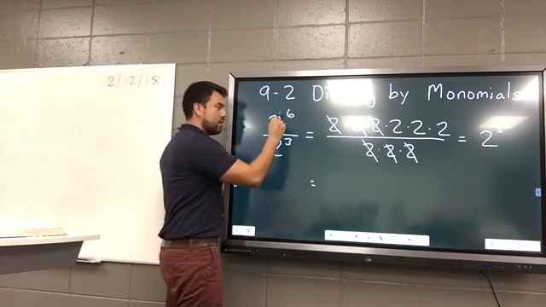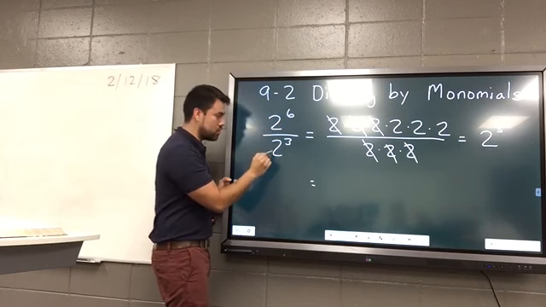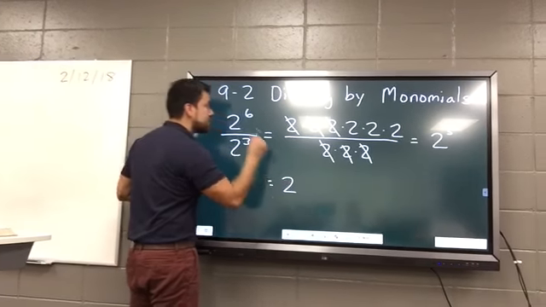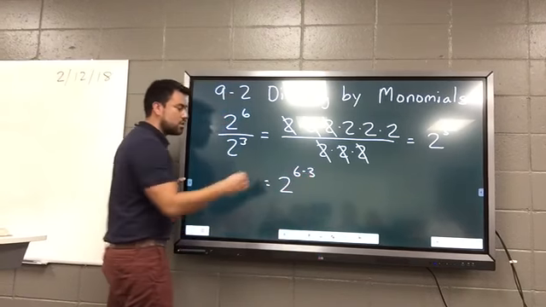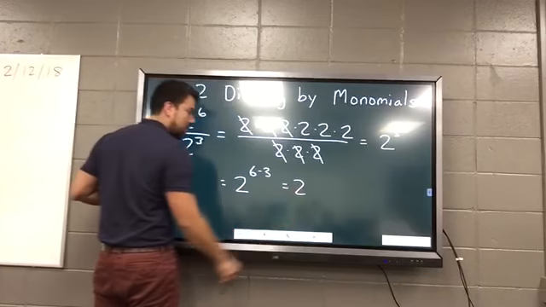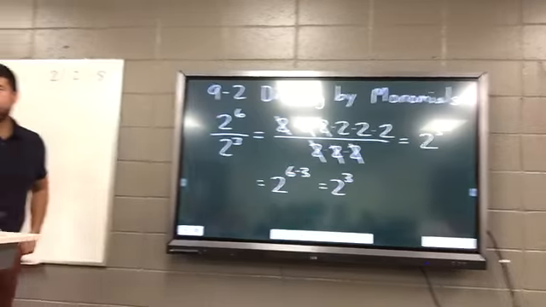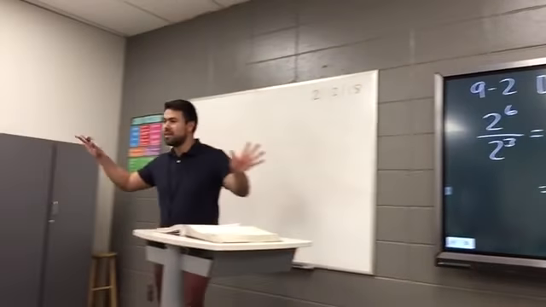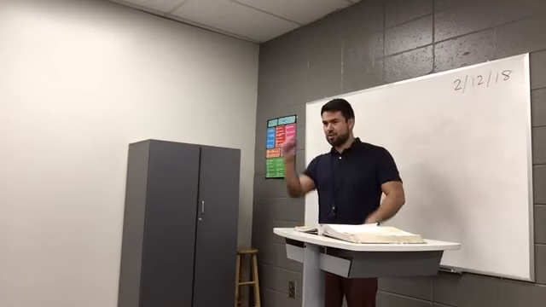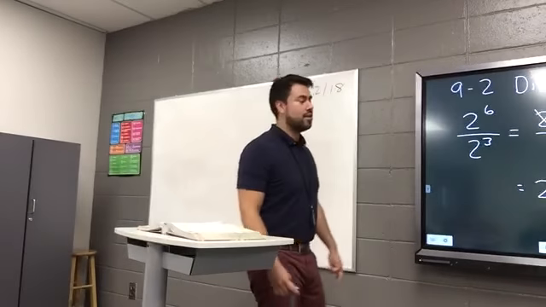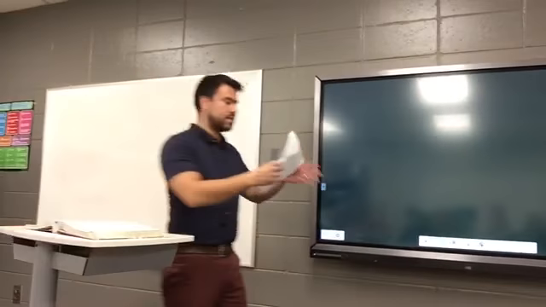Okay, so listen carefully. If you are dividing like bases, these two numbers are the same number, 2 and 2, for example, you can subtract those exponents, 6 minus 3. So what's 2 to the 6 minus 3? It's 2 to the 3rd, which is exactly what I got over there. That's how you simplify these. This is the most basic thing you will deal with in this lesson today. So make sure you're writing this down. All this written down.